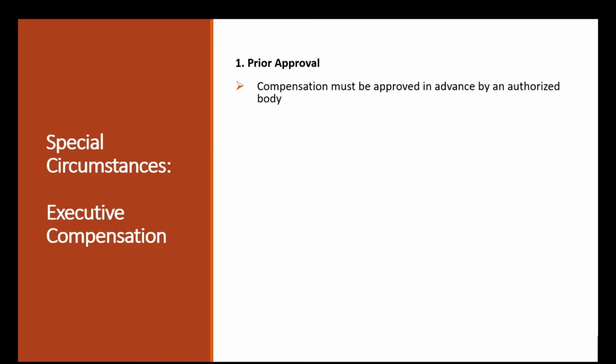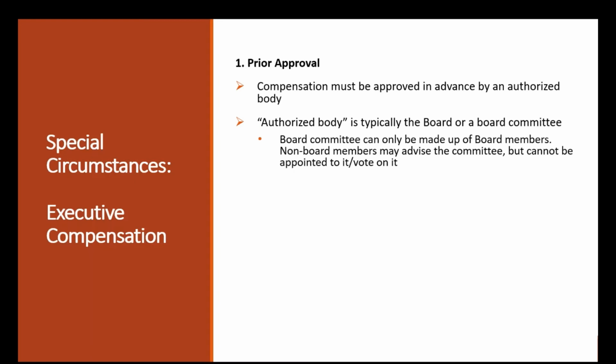First, prior approval. Compensation must be approved in advance by an authorized body. That authorized body is typically the board, or it could be a board committee. Some organizations split off a separate compensation committee, or you might do it with your executive committee. That sort of depends on how your board is structured and what your organization looks like. If you're doing a board committee, remember they can only be made up of board members. Non-board members can advise the committee, but they cannot be appointed to it or vote on it. This is a principle that extends to all board committees, not just compensation committees.